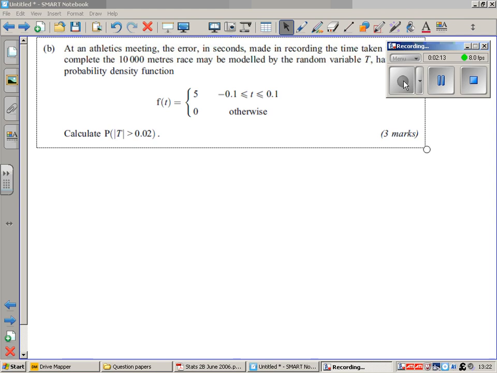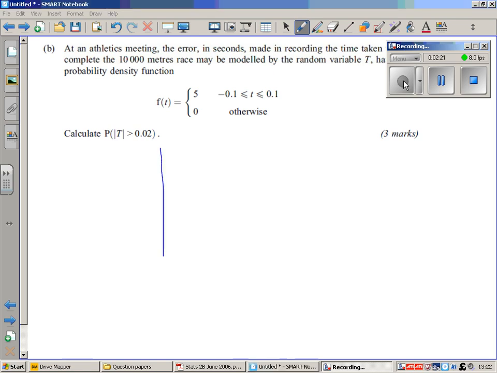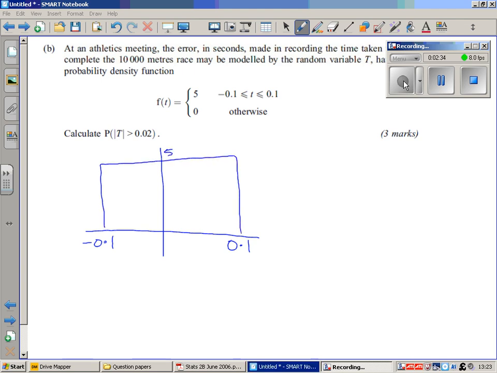Part B asks us to actually use the rectangular distribution, and although you can integrate, it's much simpler just to draw a picture. So let's just draw this picture here. It starts down here at 0.1. It finishes up here at 0.1. And how high is it? It's 5 high. So this point here is 5.